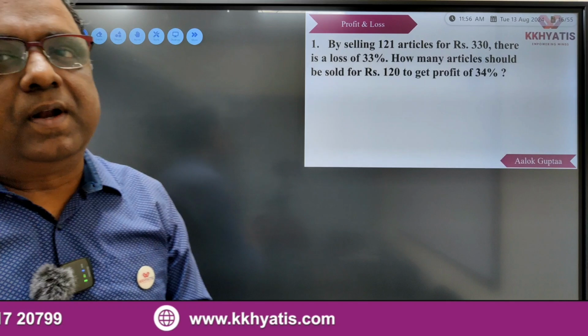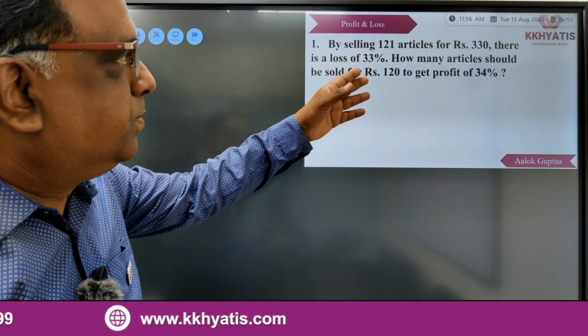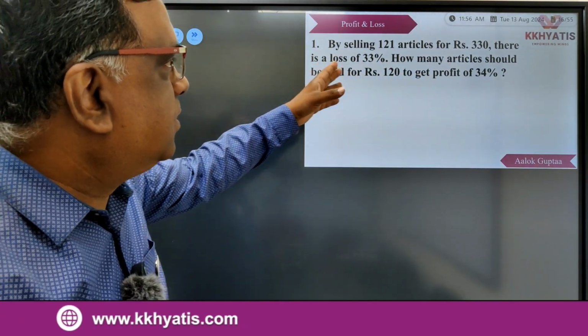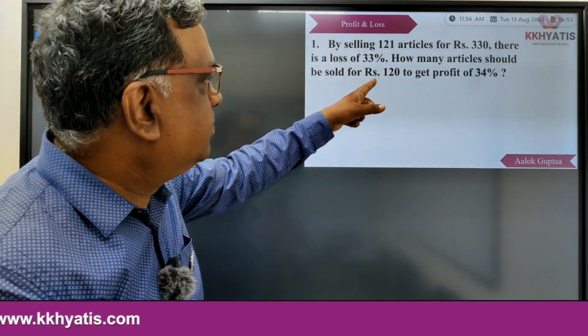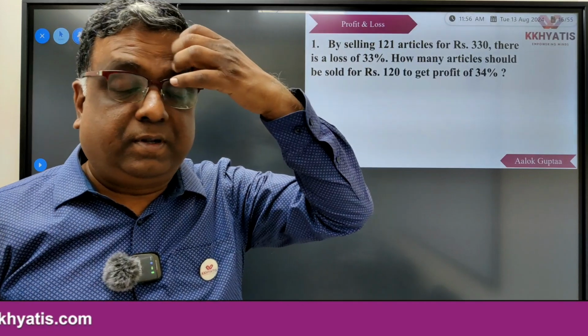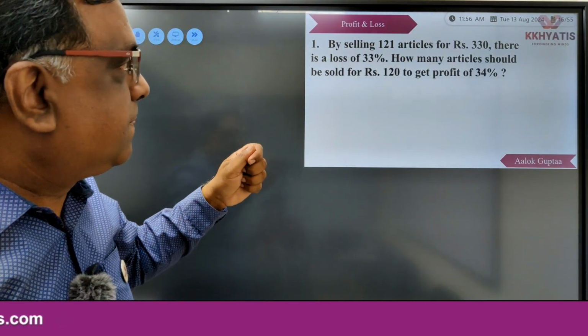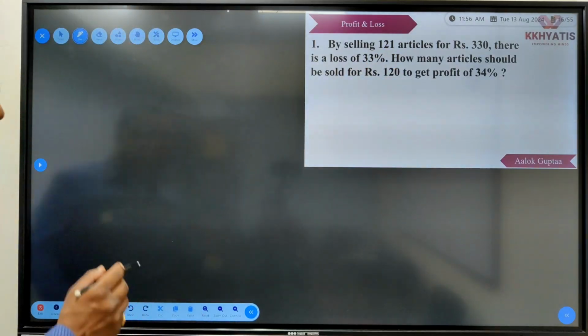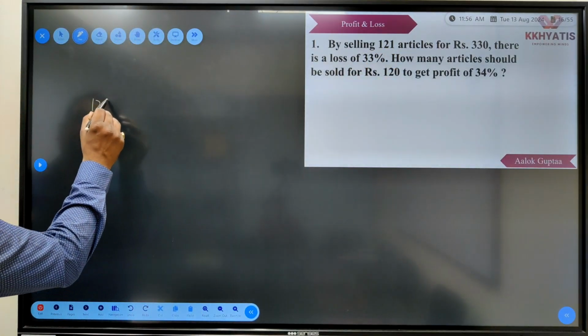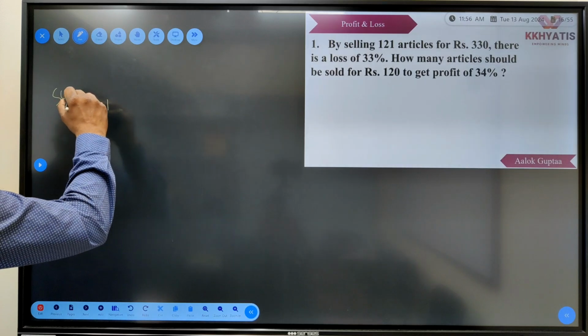By selling 121 articles for rupees 330, there is a loss of 33%. How many articles should be sold for rupees 120 to get a profit of 34%? So here, first of all, I am being given a scenario in which I am selling 121 articles. So this is scenario 1.